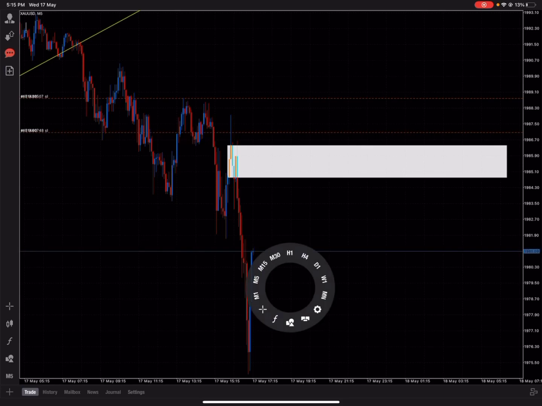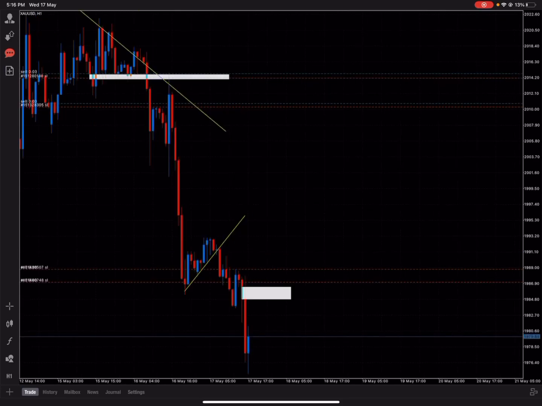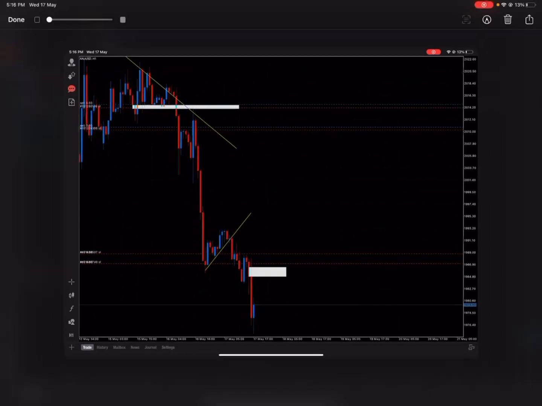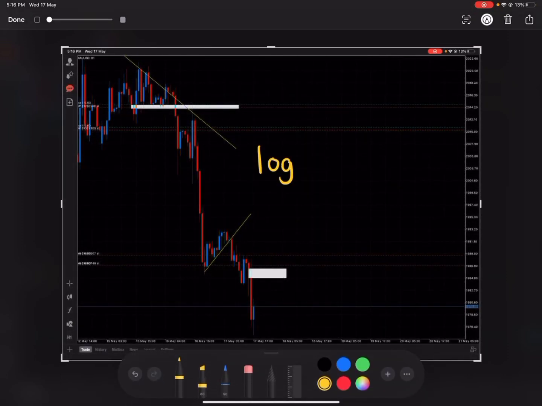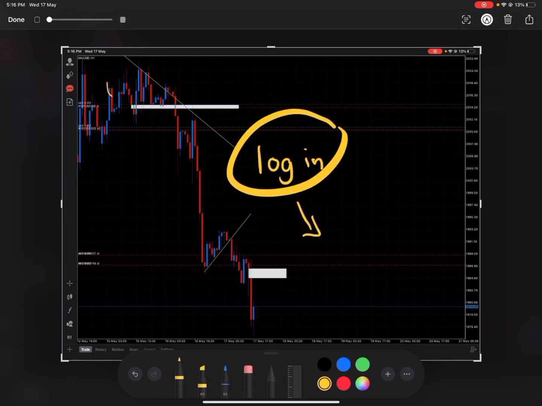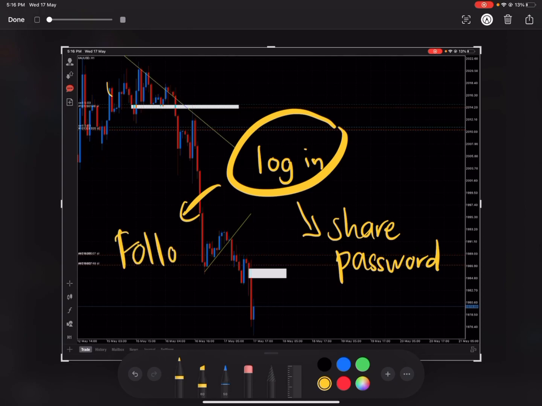But if you want to trade with me, you can gain big capital. Everyone can log in to my account. I already shared my password. So if I put one lot, you put one lot. Follow 100%. If I close, you close. If I cut loss, you cut loss. If I put break even, just put break even. Just follow 100%.